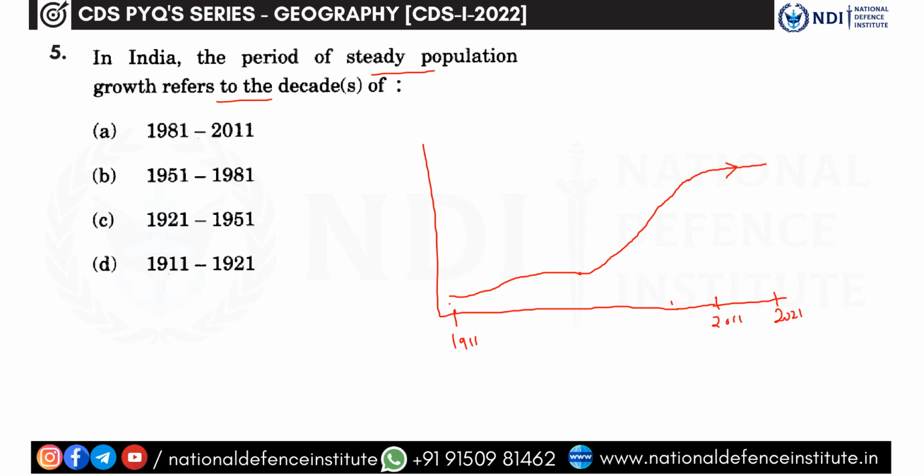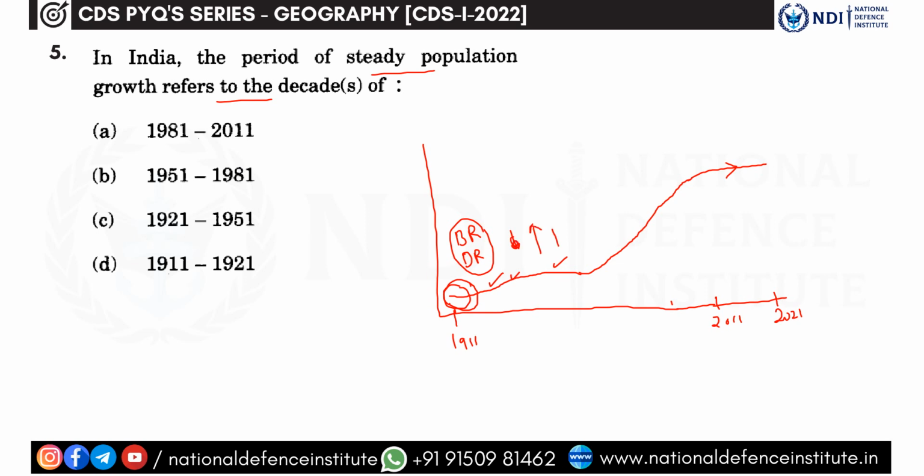Because in this condition the birth rate was more, and the death rate was also more. So that's why the population was very less. Later, World War One and World War Two happened, and you had the bubonic plague. So the death rates were high.